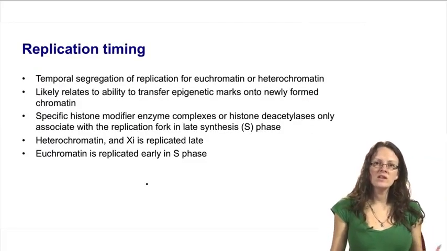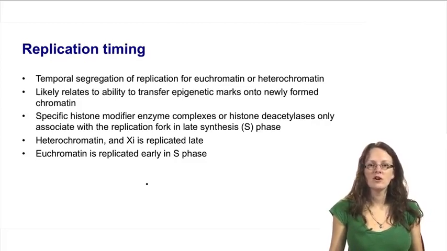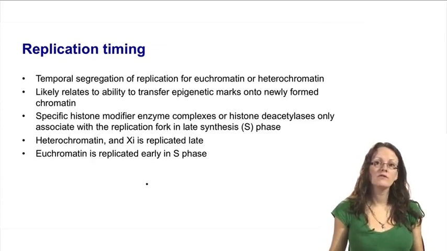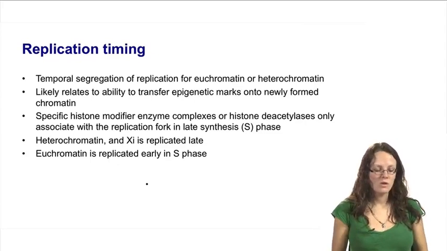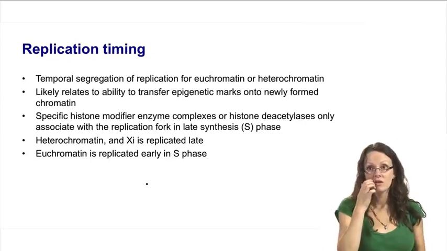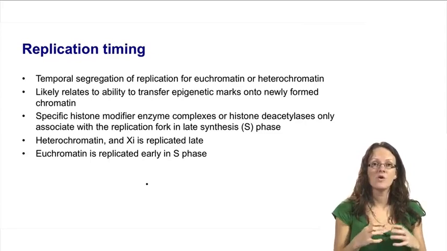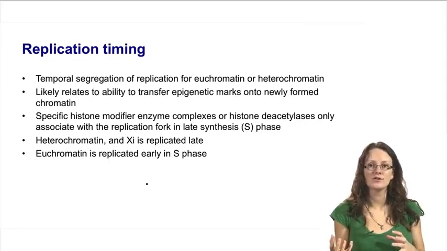So within the S phase, we know that the DNA can be replicated at many different stages. It could be replicated early or late during S phase. And so there can be a temporal segregation of the replication of euchromatin, so open chromatin or active chromatin, compared with heterochromatin like the inactive X. And what we know is that this probably relates to the transfer of the epigenetic marks from one nucleosome to the daughter nucleosome.